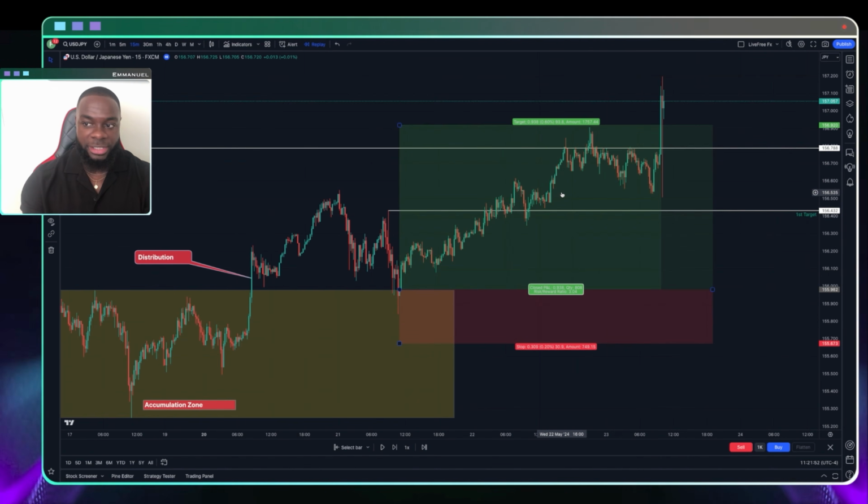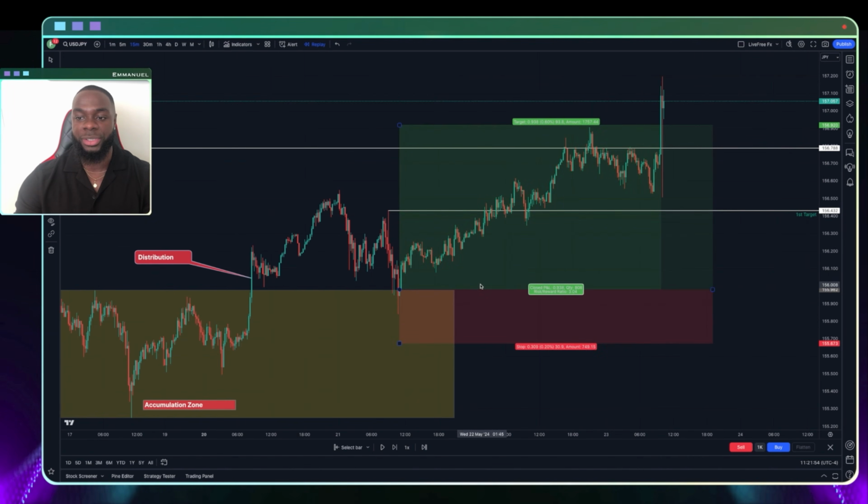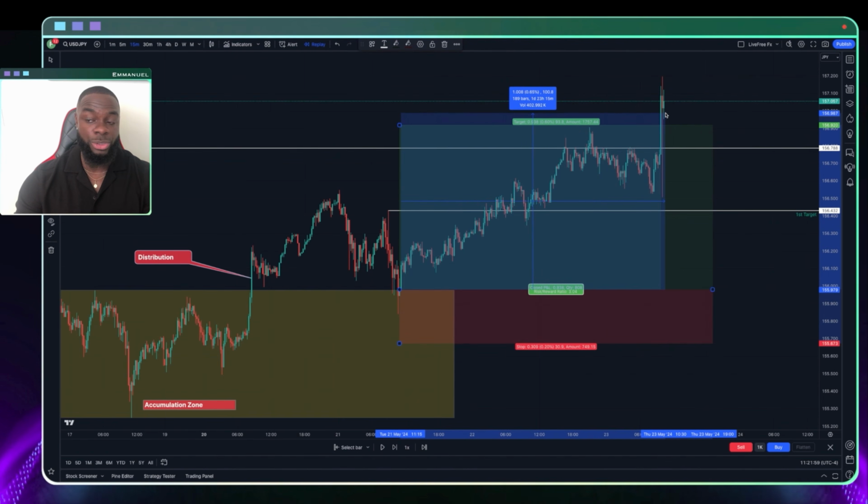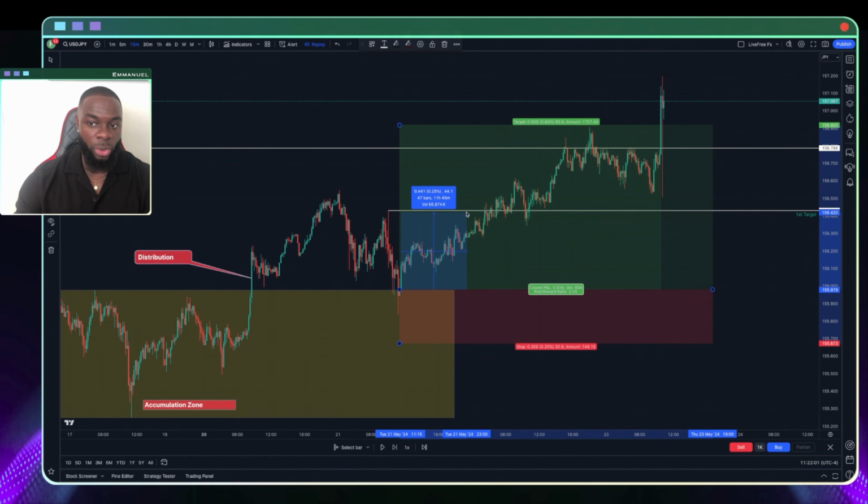Gold moves a lot faster. In order for us to capture this much movement, it took us pretty much a day, almost 2 days, whereas with gold, we can capture that relatively quickly. But it's not about the amount of pips, it's about the setup, right?